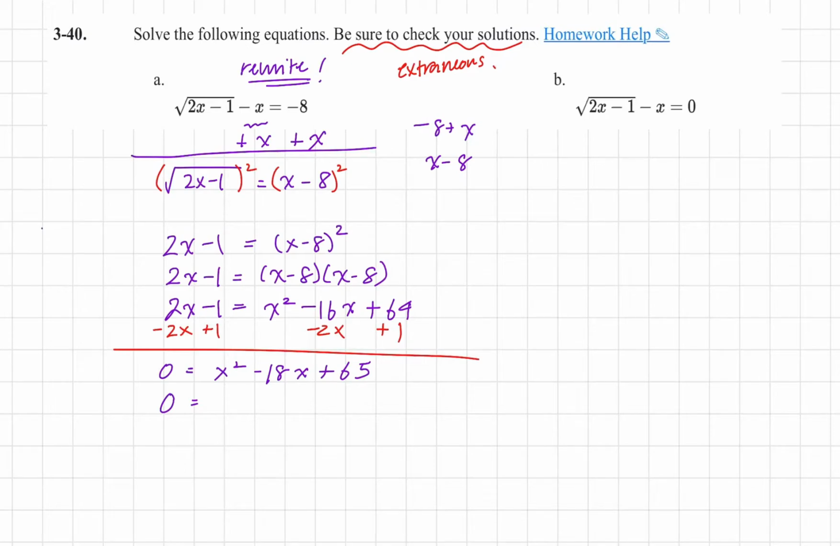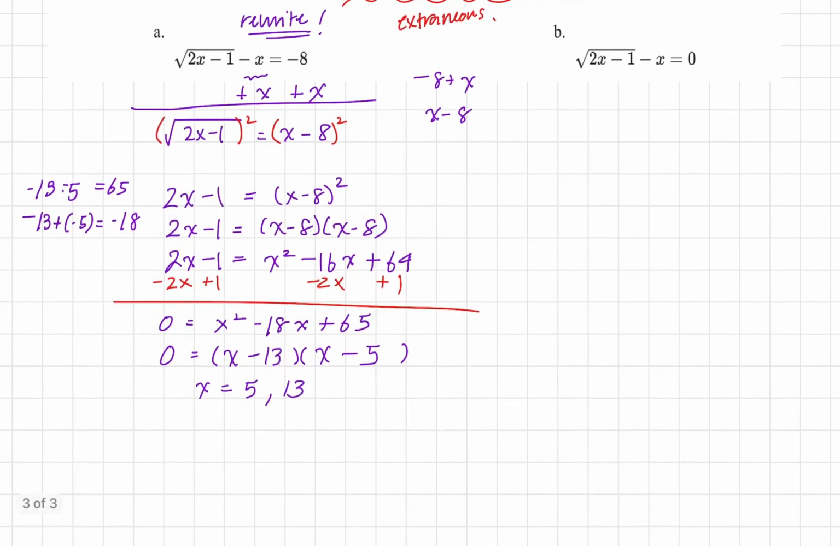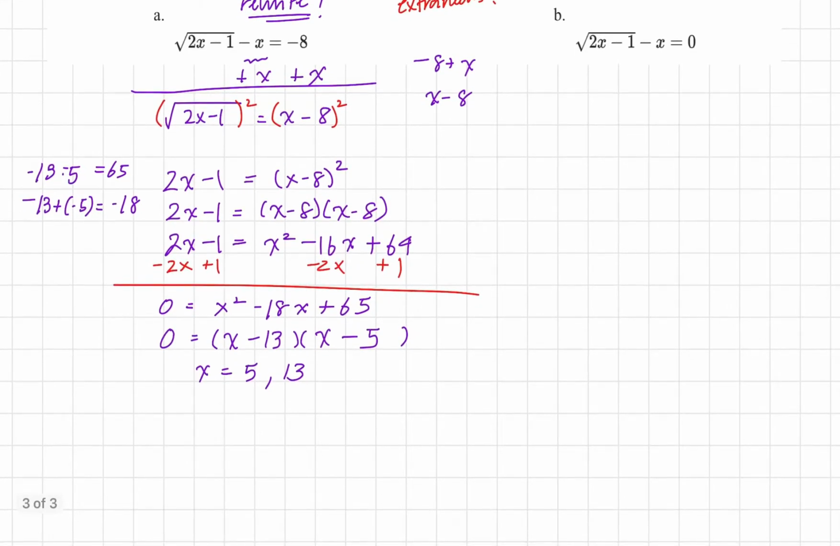You can check. But 13 times 5 becomes 65. And actually, negative 13 and negative 5. And negative 13 plus negative 5 is negative 18. So we can factor this as x minus 13, x minus 5. Therefore, by zero product property, we got two solutions, right? If we set both of them equal to 0. And now our last step is just to check our solutions for extraneous, right?